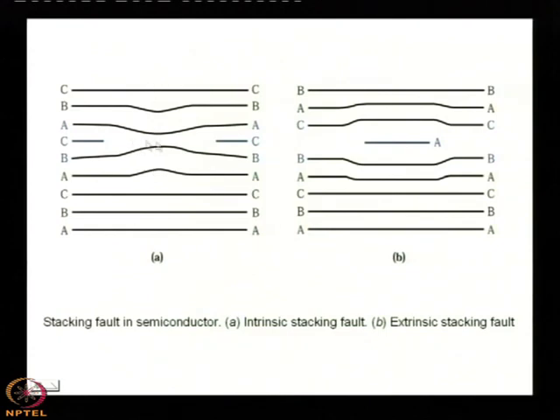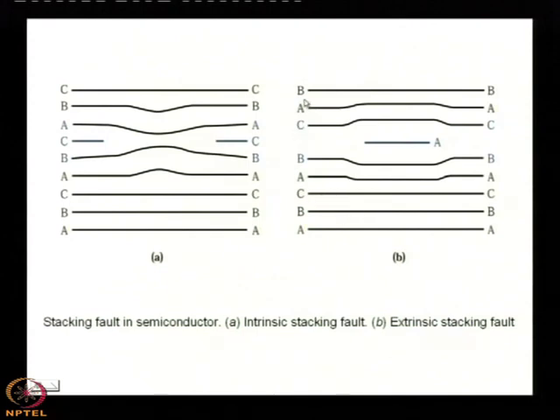And you see that since this layer is missing, just above and below that layer there is some deformation in the crystal. You see in this presentation that there is some deformation in the crystal, and this deformation is not conducive for device processing.